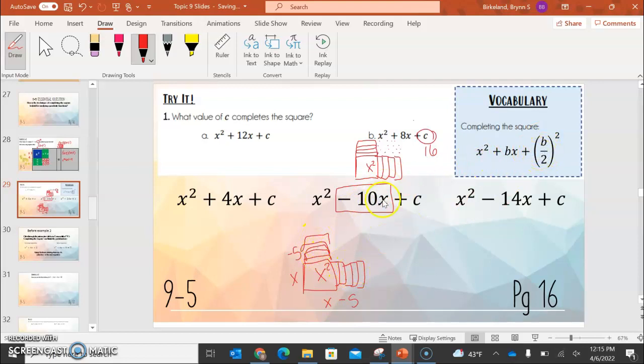That's why your perfect c value is going to be this negative 5 times a negative 5. It's half of your b value and then squared. So this perfect value would be a 25. Keep this process in mind as we do our solving. Notice how none of these had an equals. We were just working with a perfect square.